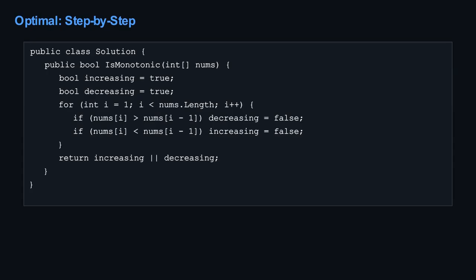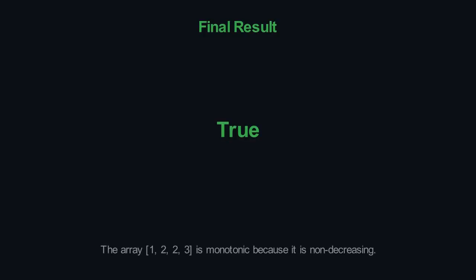Next, is nums at I less than nums at I minus 1? Is 3 less than 2? No, it is not. Increasing remains true. Our variables are still: increasing is true and decreasing is false. The loop has finished as I has reached the end of the array. Finally, we return the result of increasing or decreasing. Since increasing is true and decreasing is false, true or false evaluates to true, so we return true. And there's our final result, true.